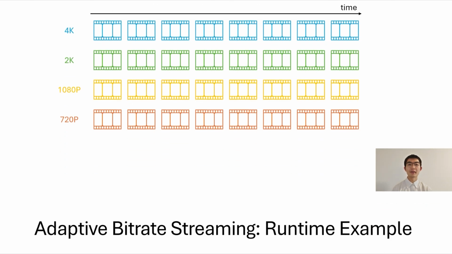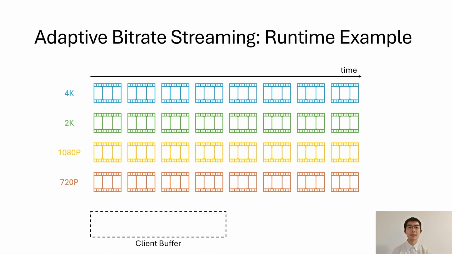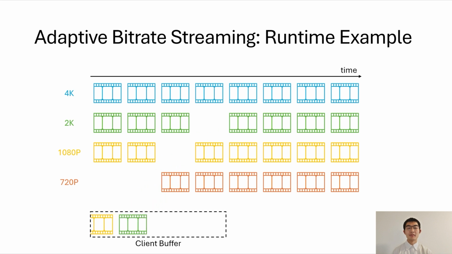Let's look at a concrete runtime example. The adaptive bitrate controller, or ABR controller for short, may start by downloading at the lowest quality, say 720p. The downloaded segments are placed in a client buffer and then sent to the display for rendering. As the network condition gets better and better, the ABR controller may start downloading at higher and higher qualities.